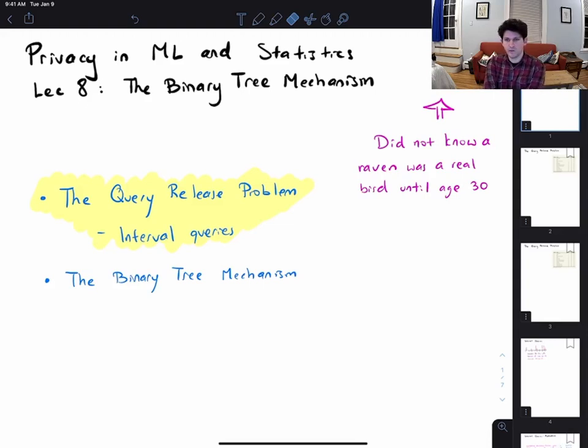This is lecture 8, where I'm going to talk about something called the query release problem and a particular instance of the problem called interval queries. And then we're going to see a really cool, clever algorithm for answering interval queries with differential privacy called the binary tree mechanism, which comes up in a lot of settings, not just interval queries. It's a very useful mechanism, and we're going to talk about this very useful problem and this very useful mechanism.